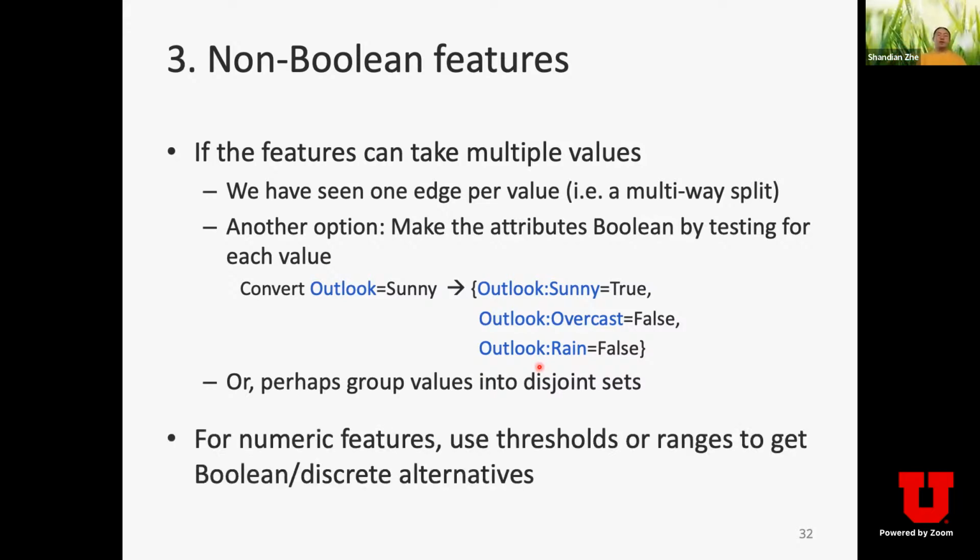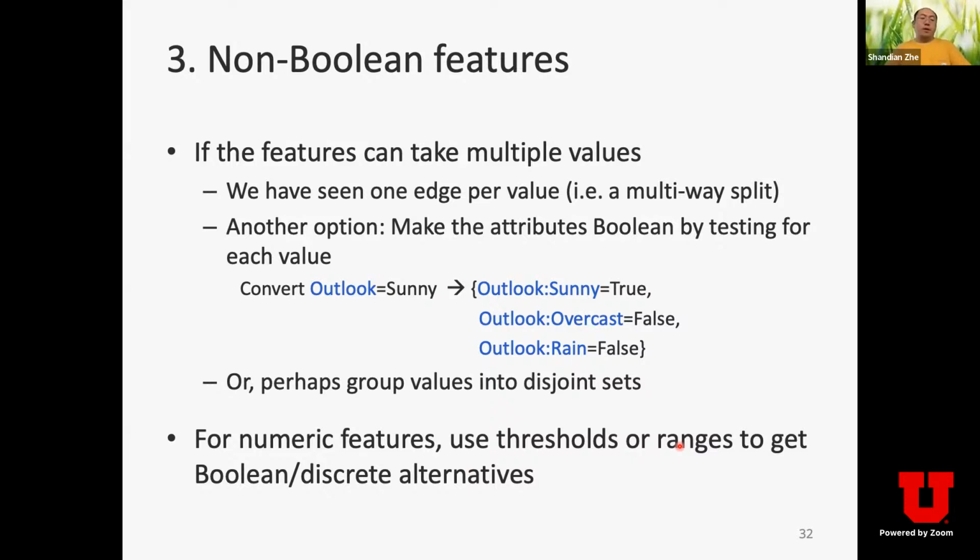So now let's talk about numerical features. We discussed before that the decision tree algorithm only applies to discrete or categorical features. For numerical features, those features can take an infinite number of values, and you cannot create an infinite number of branches in your tree. So how can we deal with them? We're going to use some thresholds or ranges to convert these numerical features into categorical or discrete features.